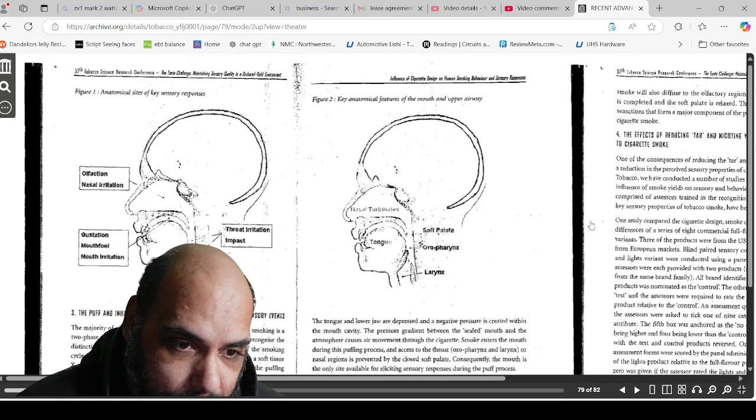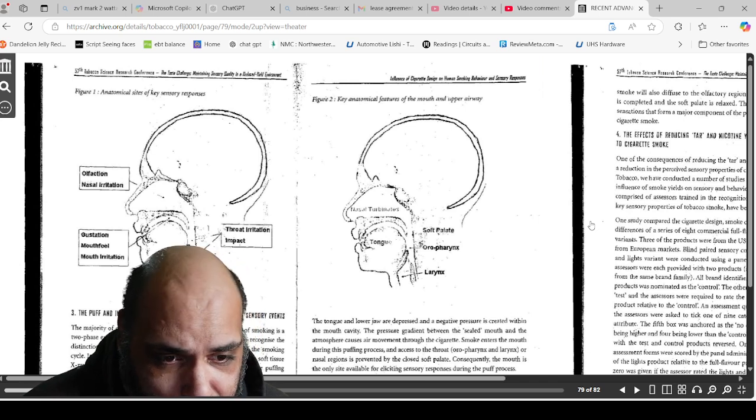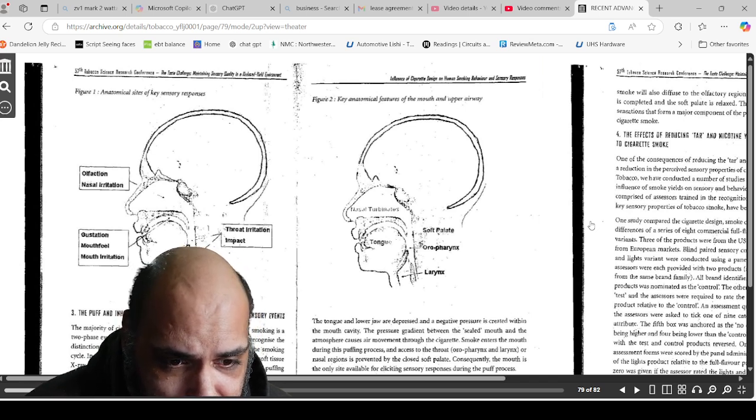Okay. Figure 1. Anatomic site of key sensory responses. Nasal irritation, mouthfulness, and throat.